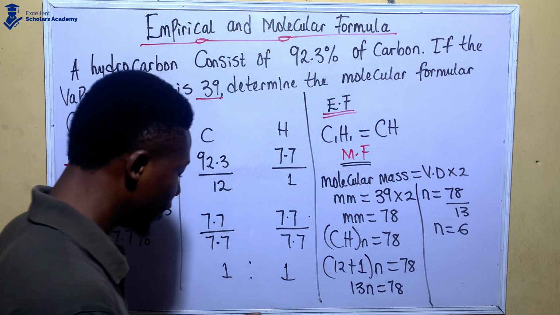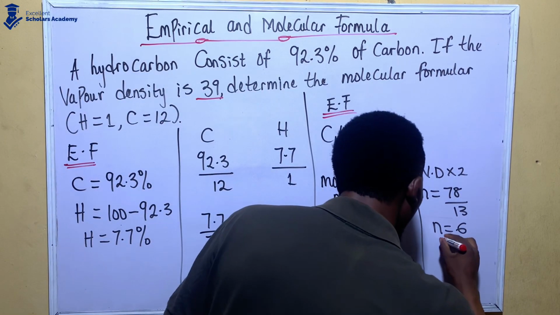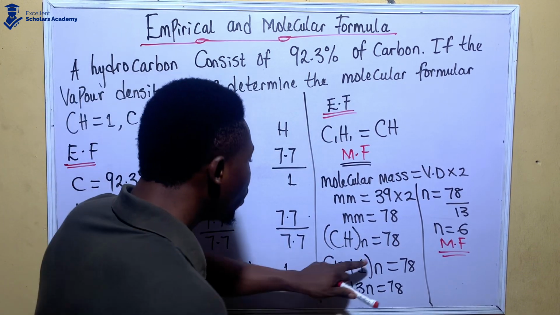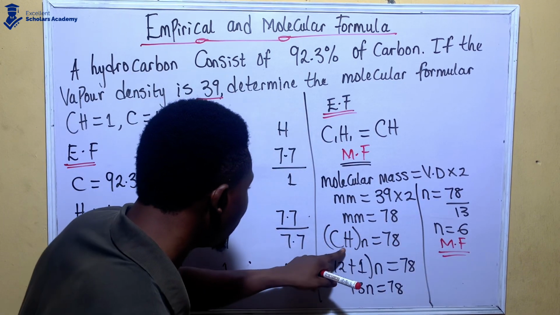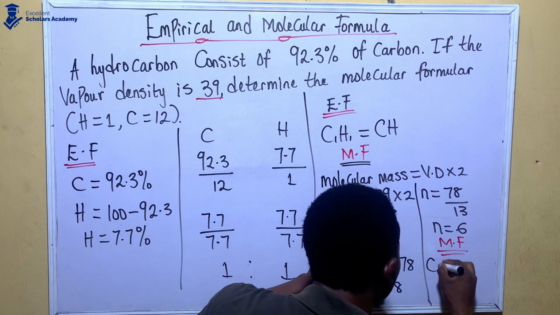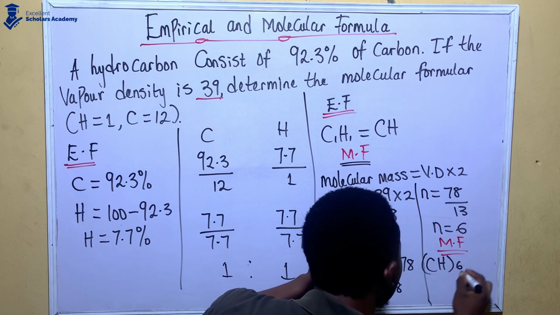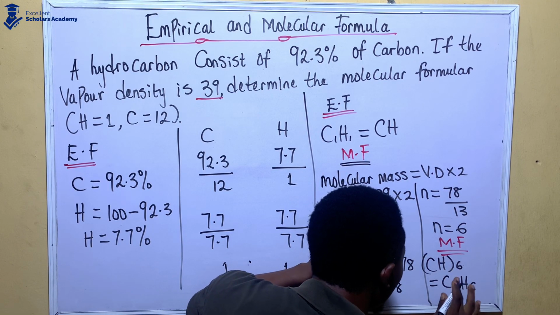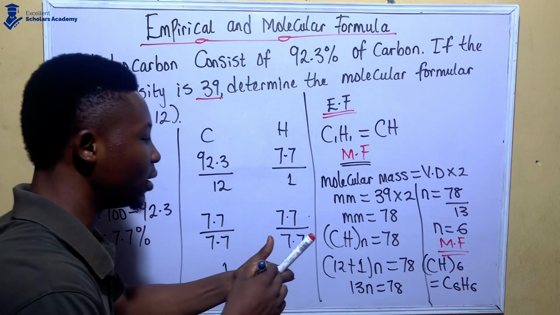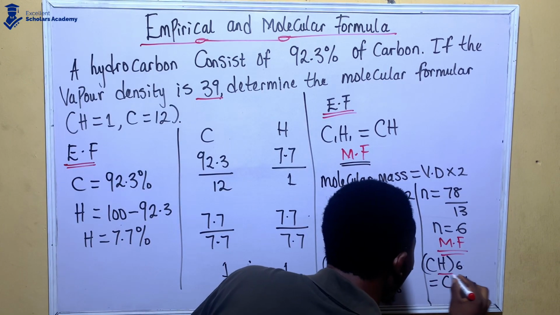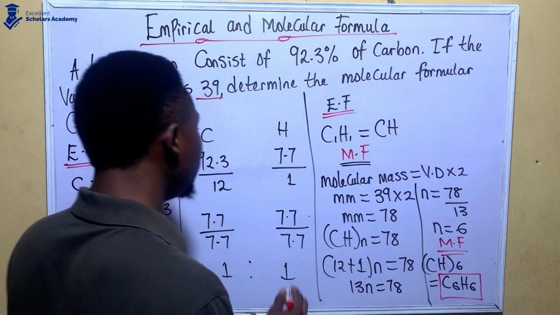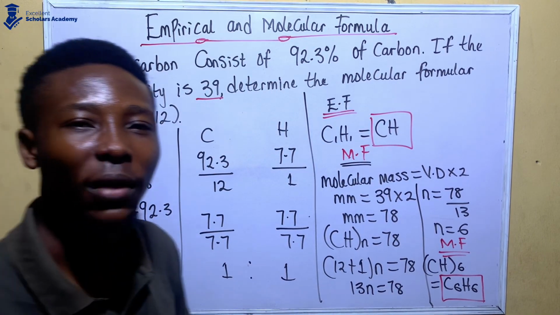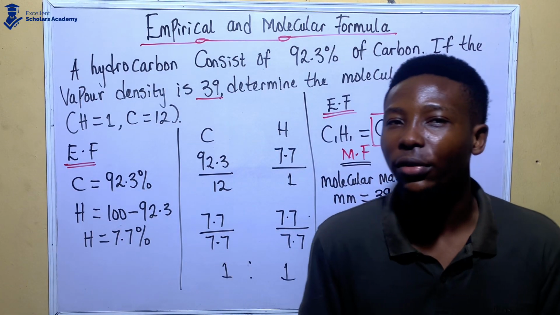78 over 13 is going to give us 6. So therefore, our molecular formula now is going to be, put the value of your N, which is 6, here. So you have CH all times 6. So it becomes C6H6. You have C6H6. So this is going to be your molecular formula, and this is your empirical formula, CH. So that's how to get the molecular formula and empirical formula of a compound.